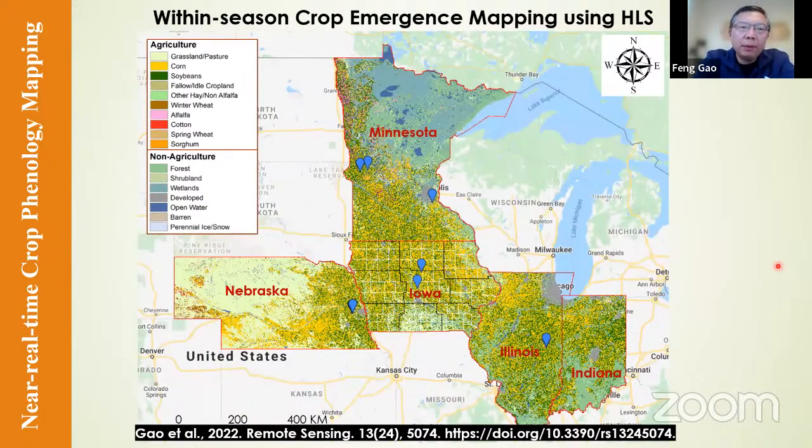Before, I mentioned this Venus data experiment data set, and Planet data is a commercial data set. So if we want to apply this to a large area, like multiple states, we use the Harmonized Landsat Sentinel data, which is freely available from LP DAAC. We extended this to 5 corn-based states here, including Iowa, Illinois, Indiana, Minnesota, and Nebraska.